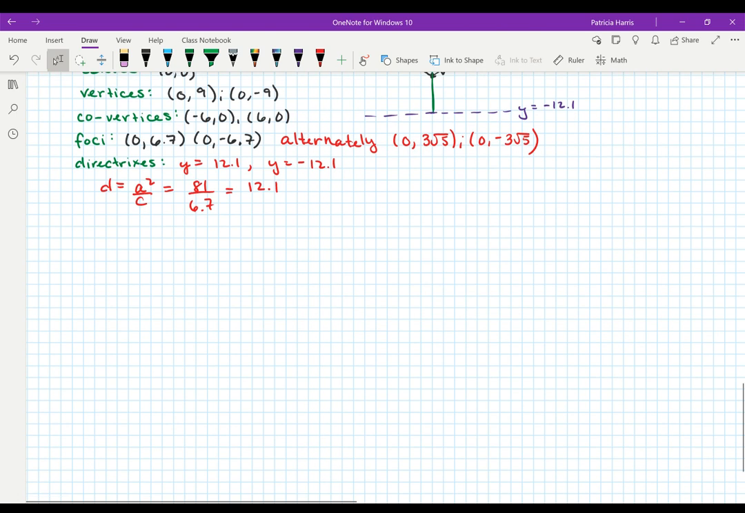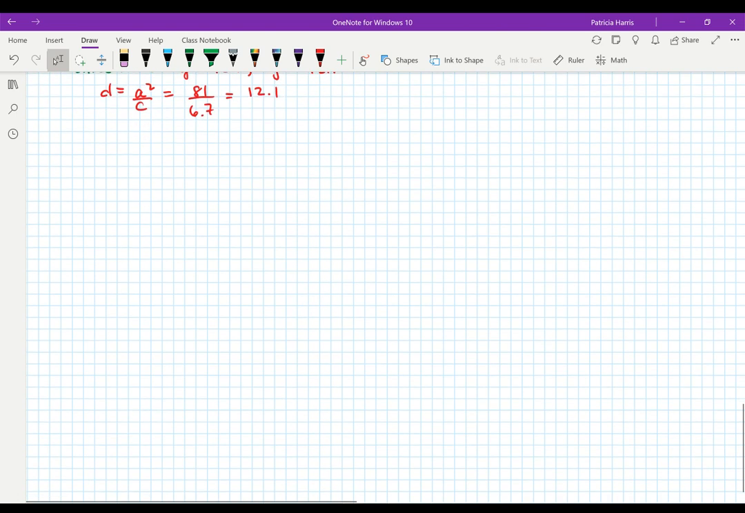All right. So let's try one that's not centered at the origin. So this is going to look very similar to a parabola. Okay. So let's just.